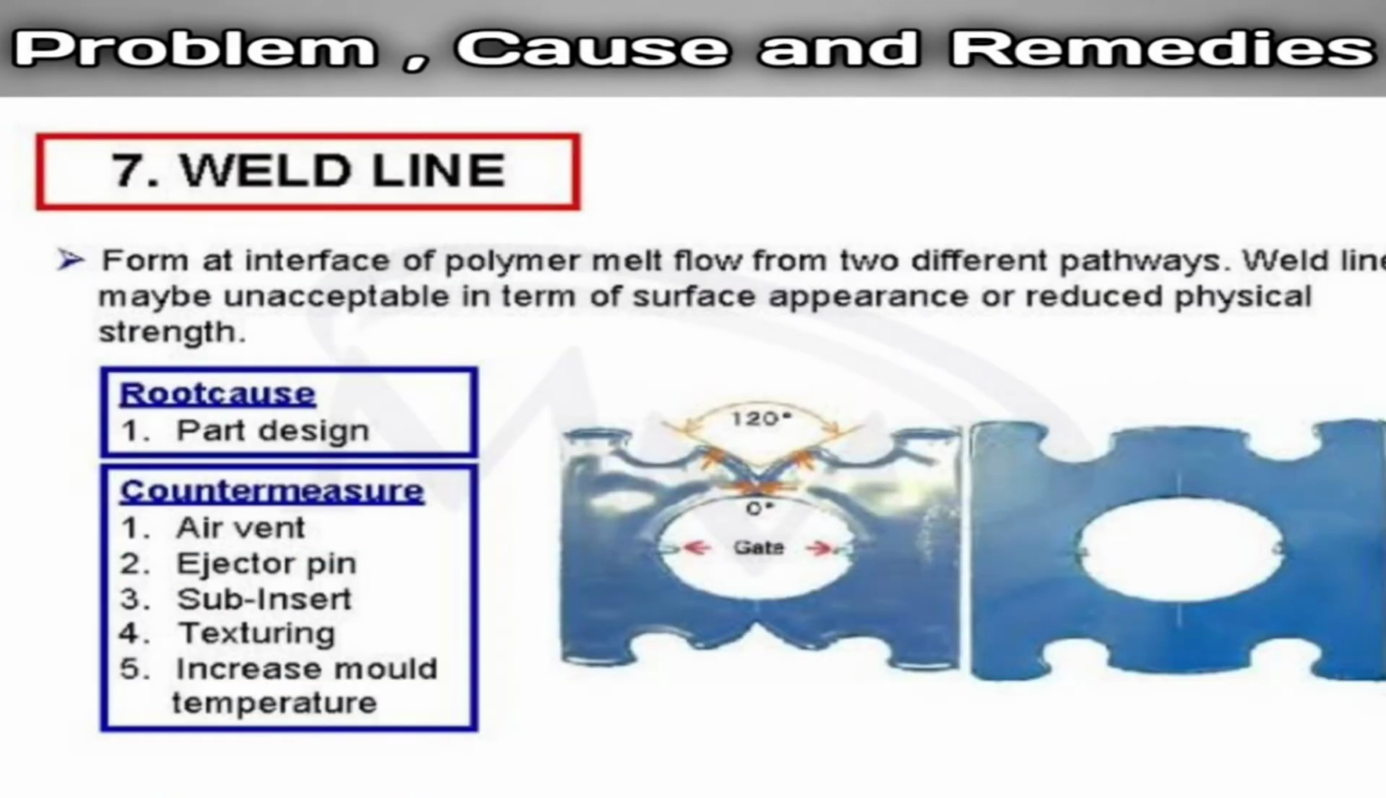Weld line. It forms at the interface of polymer melt flow from two different pathways. A weld line may be unacceptable in terms of surface appearance or reduced physical strength. Root cause: 1. Part design. Countermeasure: 1. Air vent. 2. Ejector pin. 3. Sub-insert. 4. Texturing. 5. Increase mold temperature.